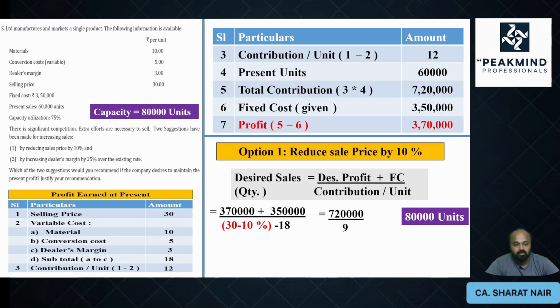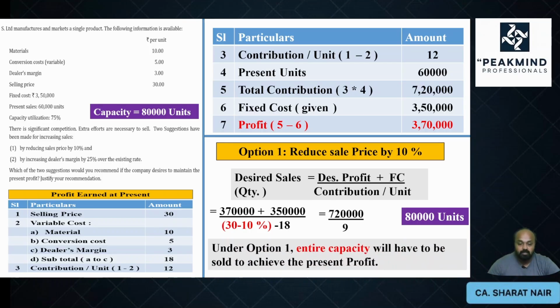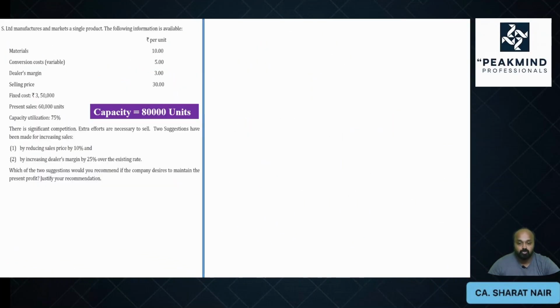It means that if I reduce our selling price by 10%, I will have to sell my entire full capacity to achieve the same profit which we are earning today, by selling 60,000 units. I hope it is clear. Okay, so let's move to the next part of the question, that is option 2.